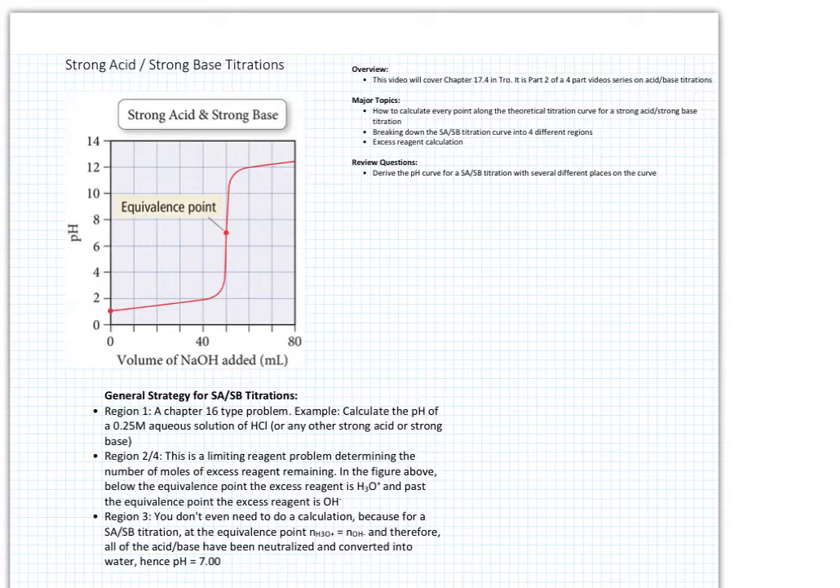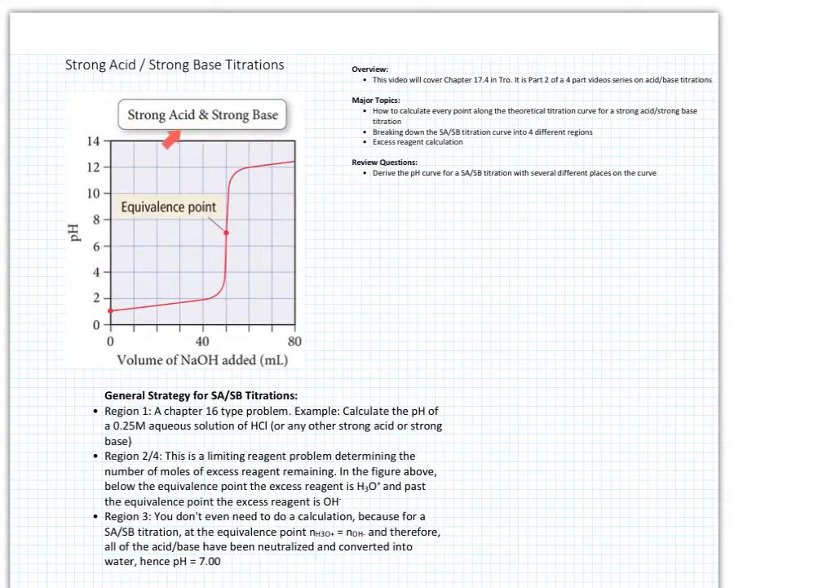Today we are going to be taking a look at our second of 4 videos on section 17.4 intro. And we're specifically going to look at strong acid and strong base titration. So what that means is we have a strong acid and we react it with a strong base, or vice versa, strong base and react it with a strong acid.